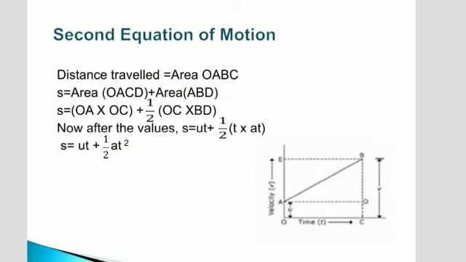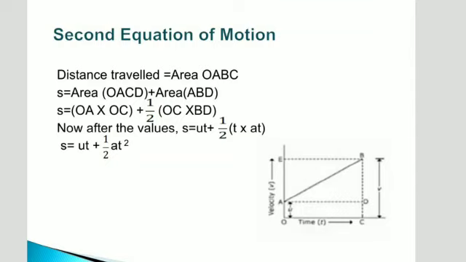Let's move ahead to the second equation of motion. So we have a graph of motion. Let's take a situation where an object covers a distance s, small s, in time t under uniform acceleration. If you look at this graph, this is time represented here, this is velocity v, the final velocity, and this is initial velocity u. Working on this graph, the distance traveled is the area of the figure OABC. We can find the area of the shape by finding the area of the rectangle OACD, then the area of the triangle ABD.